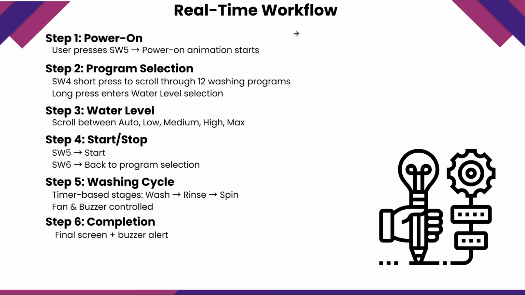Use short press again to scroll between water levels like auto, low, medium, high, and maximum. After selecting water level, long press switch 4 to move to the start or stop screen. Press switch 5 to start the washing cycle or switch 6 to cancel and go back.